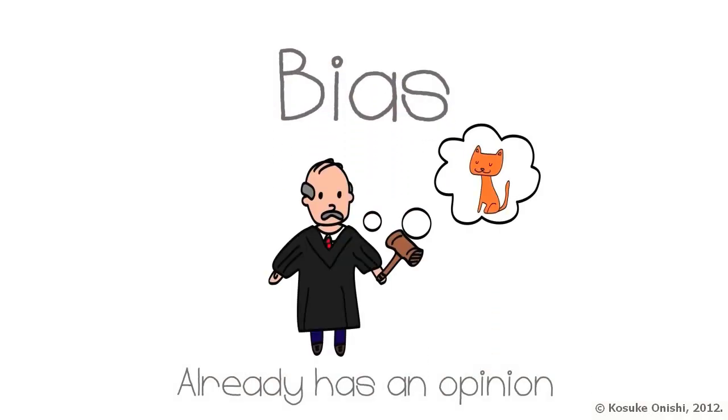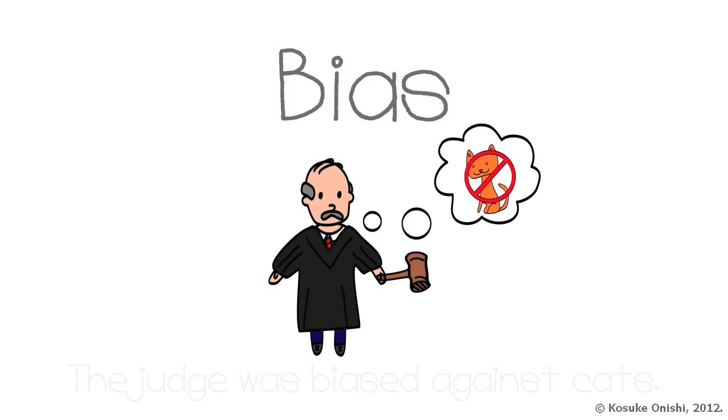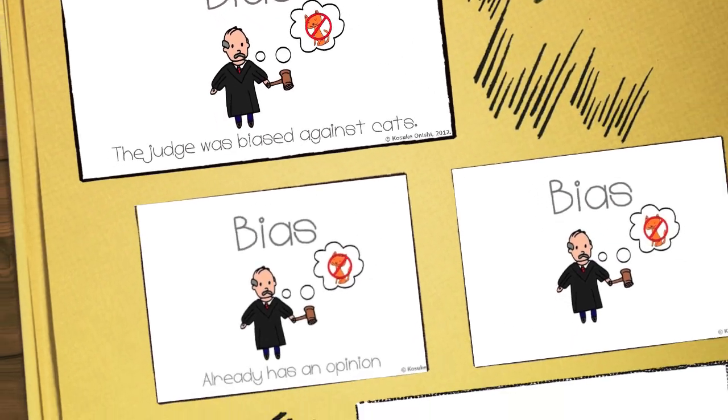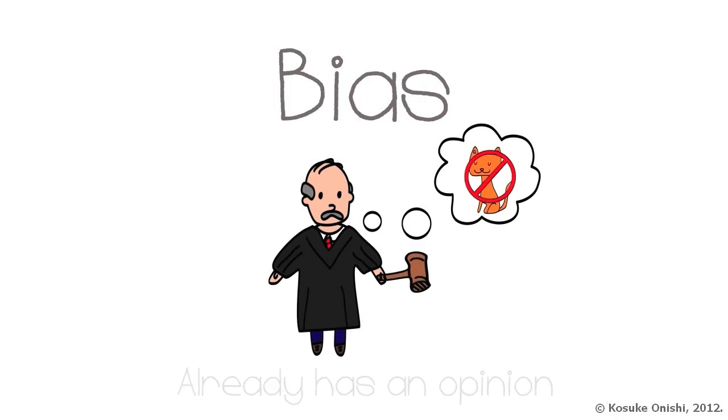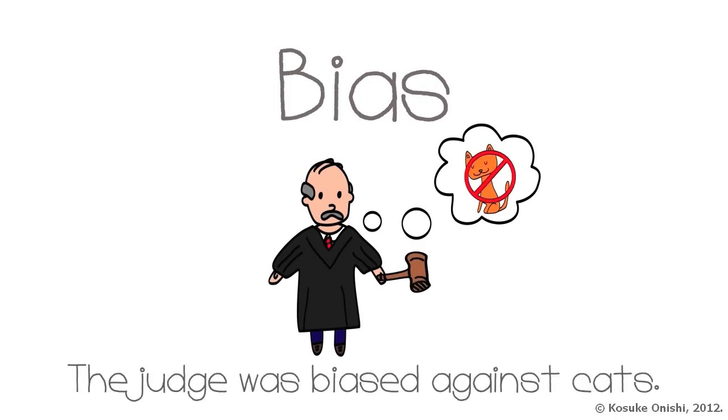Bias. Already has an opinion. The judge was biased against cats. Blunt. An object with a dull edge. This bat is a blunt object.